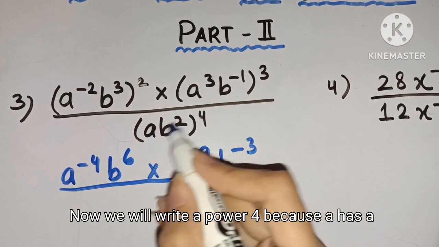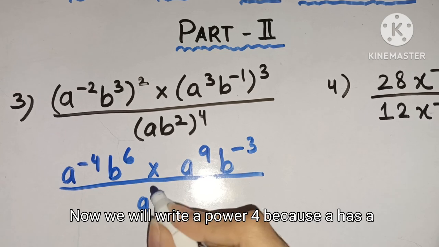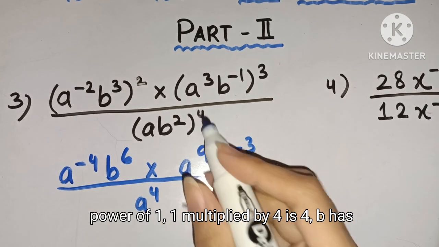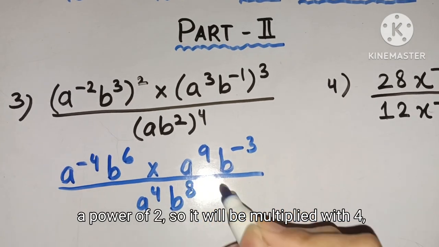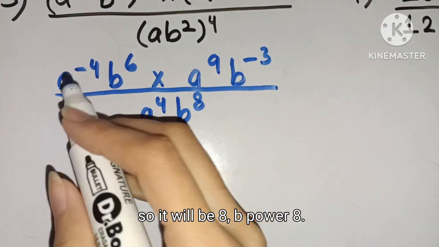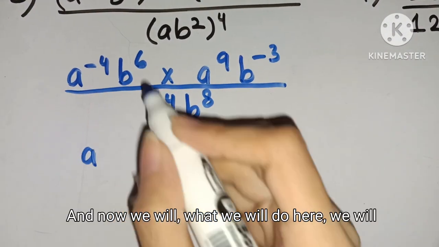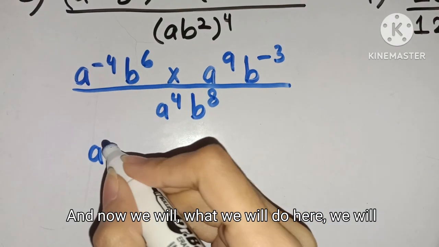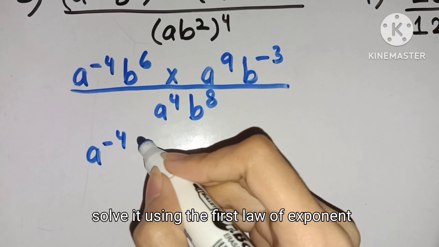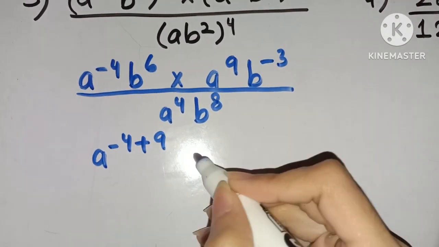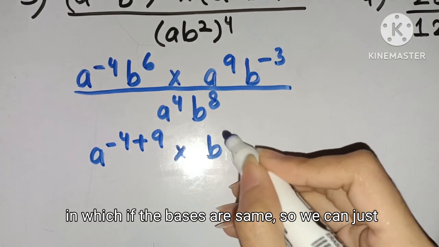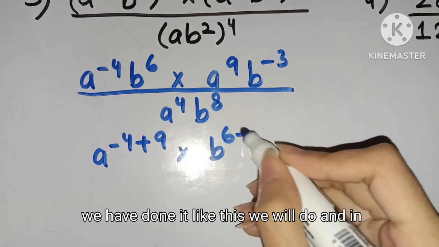Now we will write a power 4 because a has a power of 1. 1 multiplied by 4 is 4. b has a power of 2, so it will be multiplied with 4. So it will be 8, b power 8. And now we will solve it using the first law of exponent, in which if the bases are the same, we can just add the powers. So we have done it.